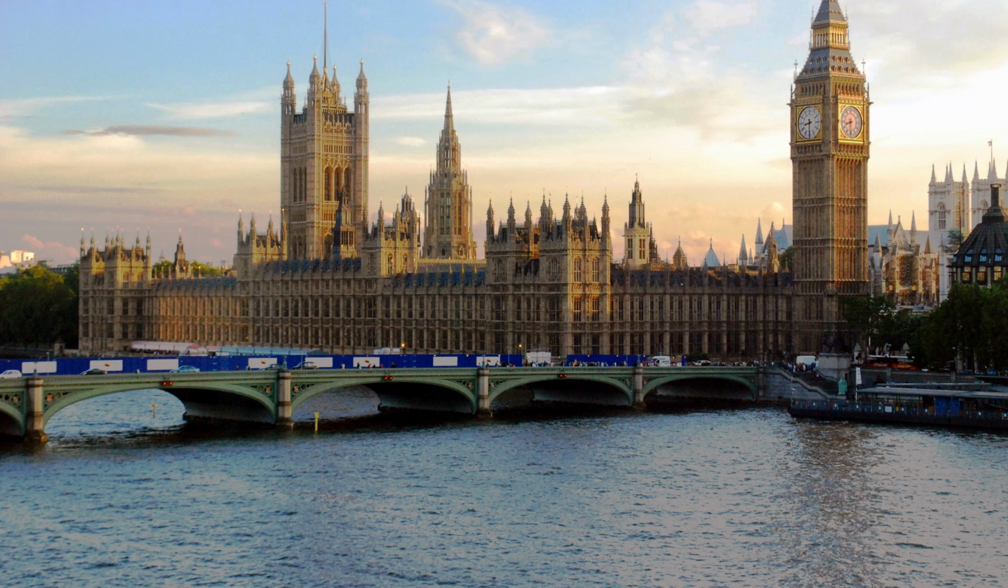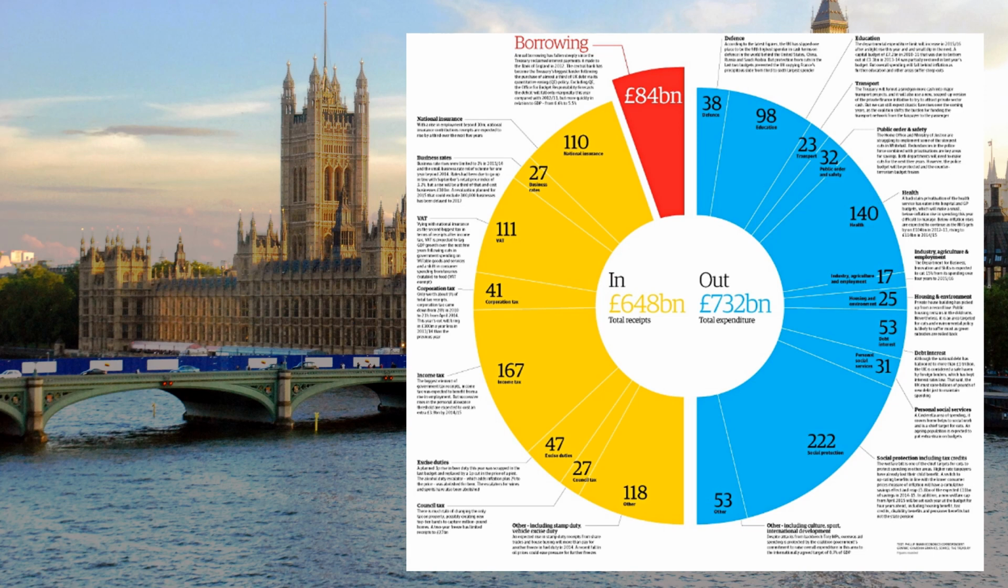So taxation and government spending decisions are made by these people. And this chart here shows us recent examples of the government finances. The yellow on the left hand side shows you how much they receive in tax. So the government received £648 billion in tax, and then on the right hand side in blue shows you how much they spent. They spent £732 billion.